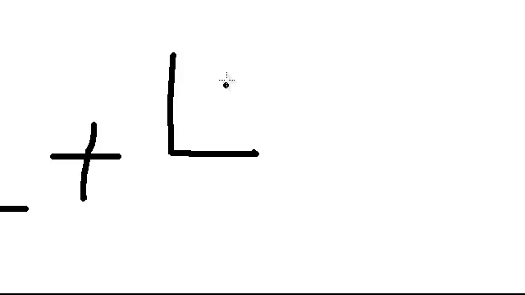-8 divided by -2. Since they have the same signs, the answer has to be a positive. And you would just divide 8 and 2, and you would get 4. So the answer is +4.